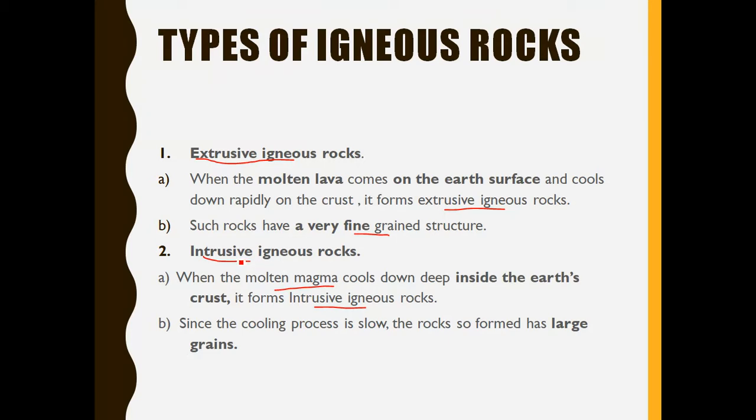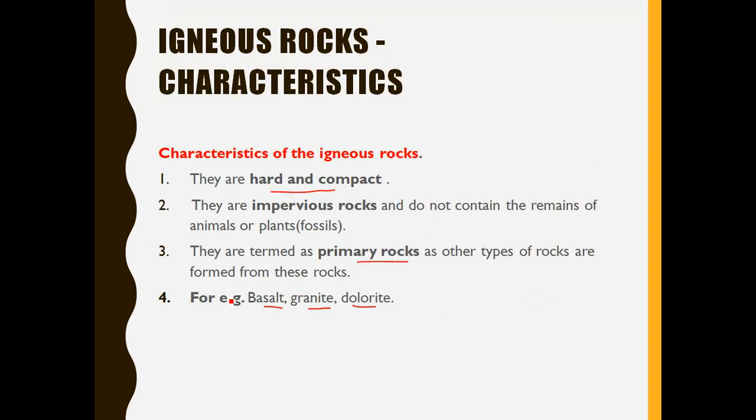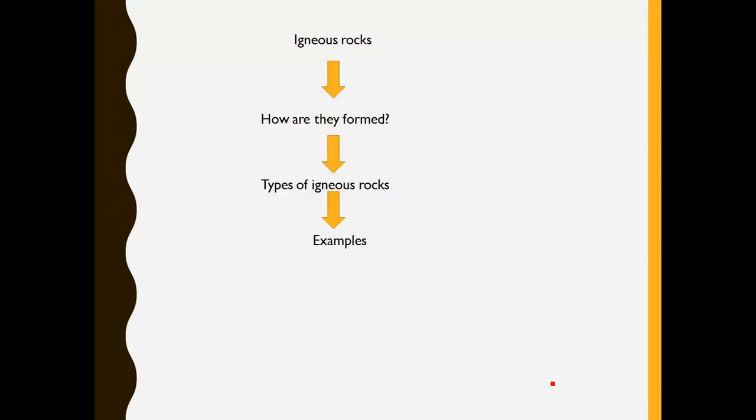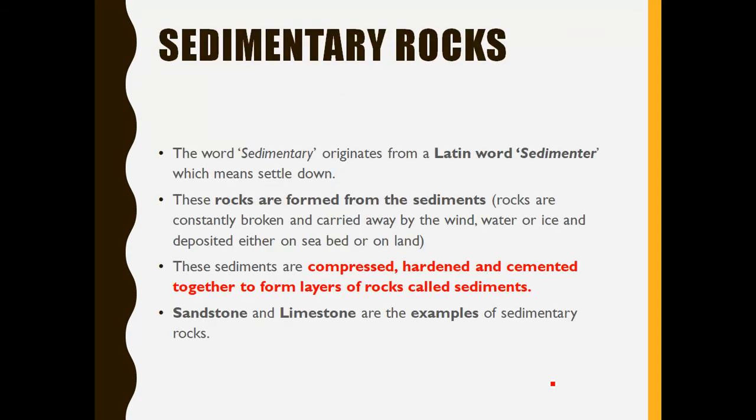Whereas in intrusive, the magma cools deep inside the earth, so it forms large grains because the cooling process is very slow. We did that they are hard and compact. They do not contain any fossils. They are termed as the primary rocks. We did the examples basalt, granite, and dolerite. So granite, diorite, and gabbro are the examples of intrusive igneous rocks, and for extrusive we have rhyolite, andesite, and basalt. So you must try to answer this when you have seen the slide on the igneous rock.